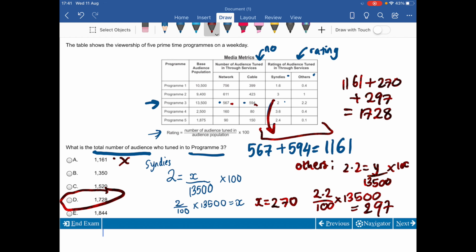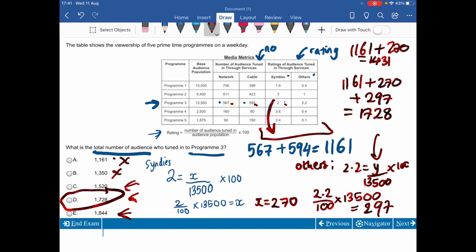And then obviously if you don't have enough time and you work out one of these, then you might be able to exclude another answer. So for example, if I didn't have time to work out Y, then if I do 1161 added to 270 and I don't add it to 297, I get 1431, which means it can't be B as well, because there's just no way it's B. So you would guess between C, D, and E, and that's just much easier in terms of gaining marks. So try and exclude answers wherever you can.